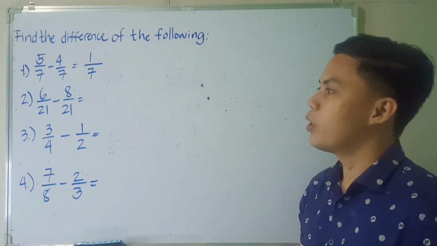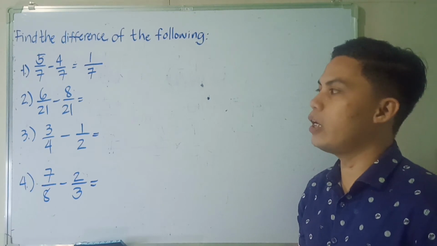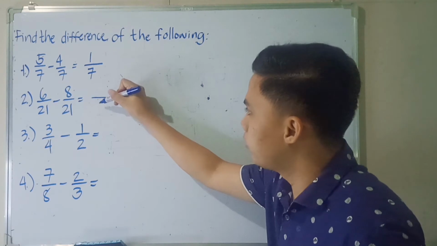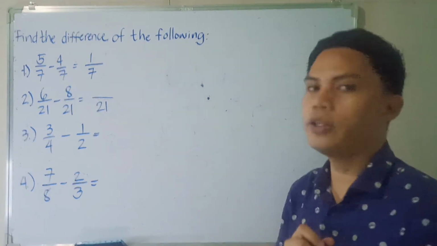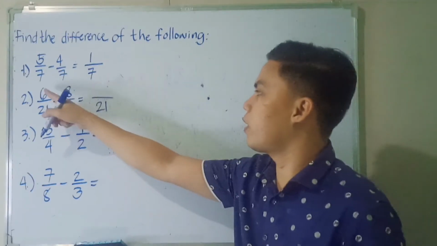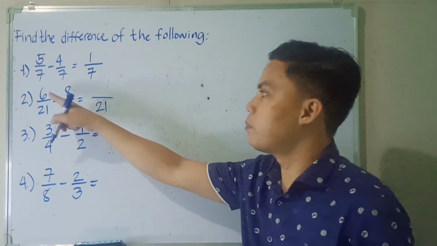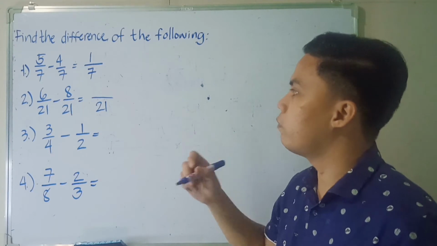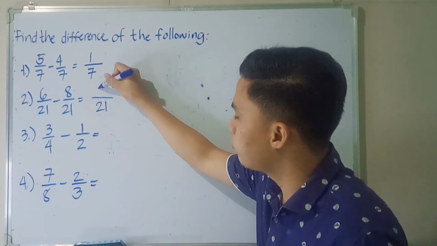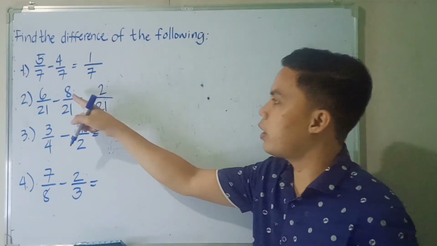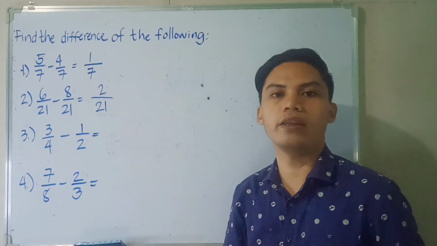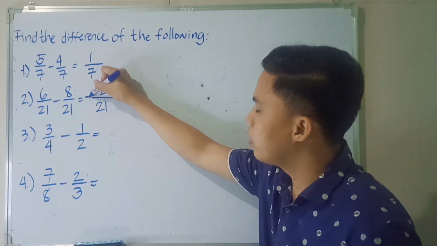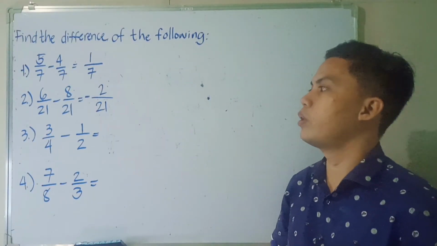Okay. Number 2, we have 6 over 21 minus 8 over 21. So, we copy the common denominator. Then, we're going to subtract their numerators. We have 6 minus 8, that is equal to negative 2. So, why negative 2? Because the numerical value of 8 is larger. Okay? So, positive and negative, so it becomes negative 2 over 21.